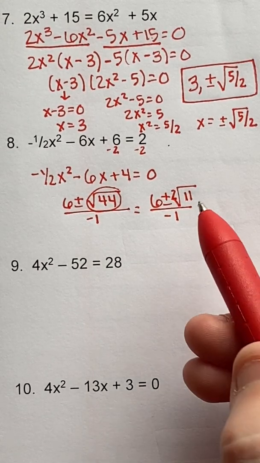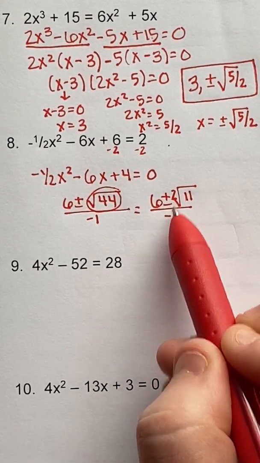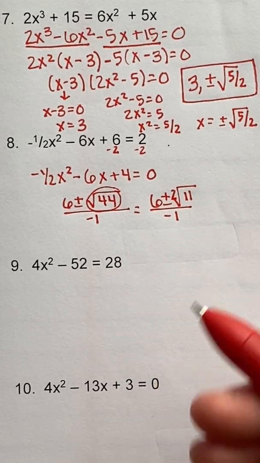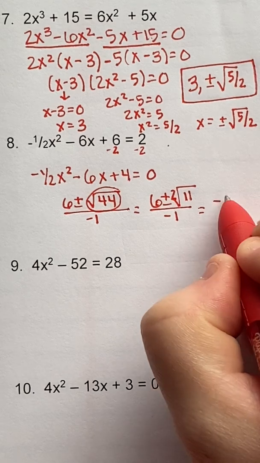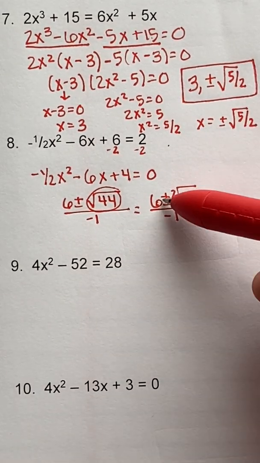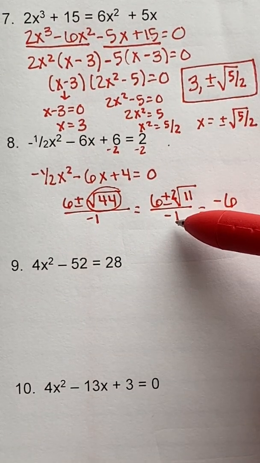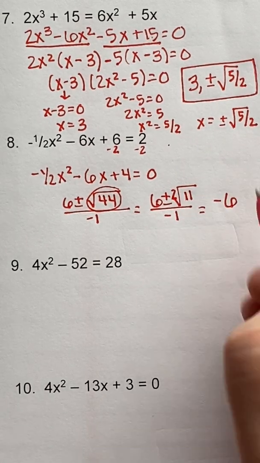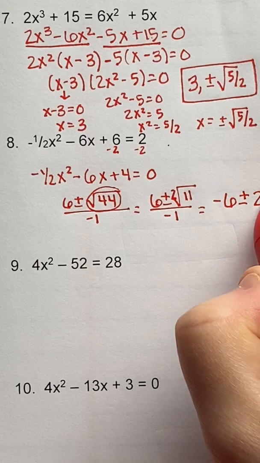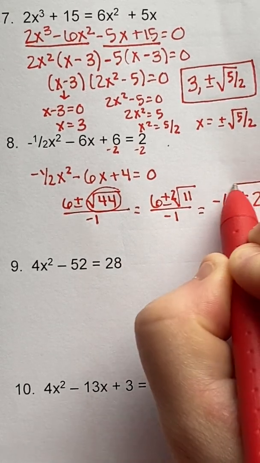Now, to solve this problem, all I need to do is divide both of these things by negative 1, because I don't really like a 1 or a negative 1 being the bottom. All right, so 6 divided by negative 1 is negative 6. Now, positive 2 divided by negative 1 is negative 2. Negative 2 divided by negative 1 is positive 2. So really my signs just stay right here, plus or minus 2 on the square root of 11.